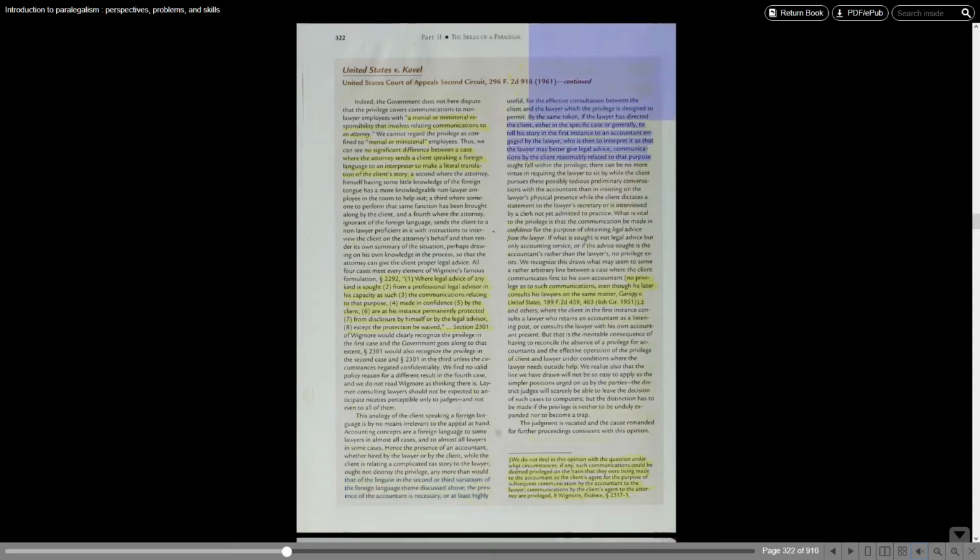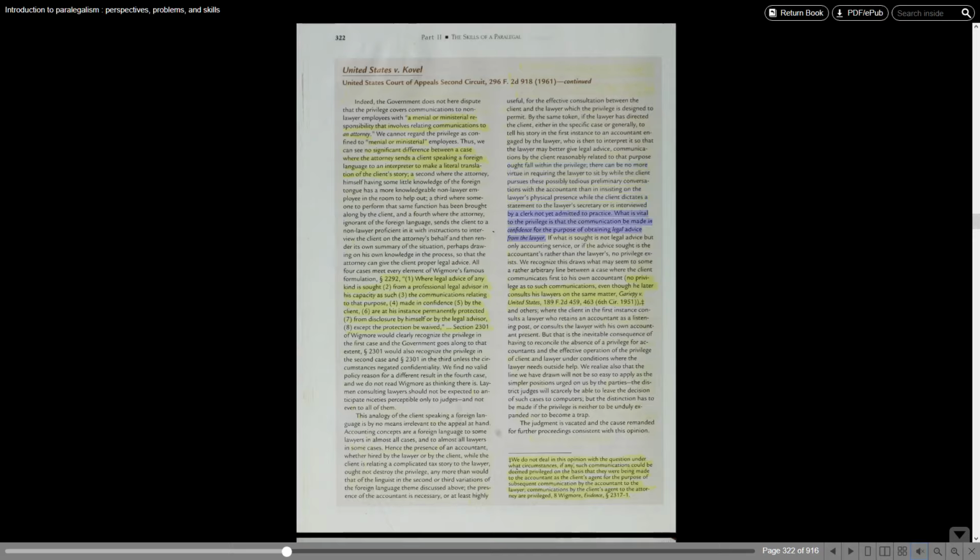By the same token, if the lawyer has directed the client, either in the specific case or generally, to tell his story in the first instance to an accountant engaged by the lawyer, who is then to interpret it so that the lawyer may better give legal advice, communications by the client reasonably related to that purpose ought to fall within the privilege. There can be no more virtue in requiring the lawyer to sit by while the client pursues these possibly tedious preliminary conversations with the accountant than in insisting on the lawyer's physical presence while the client dictates a statement to the lawyer's secretary or is interviewed by a clerk not yet admitted to practice.